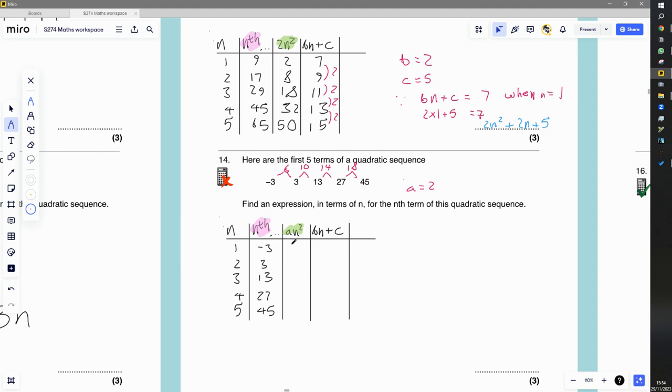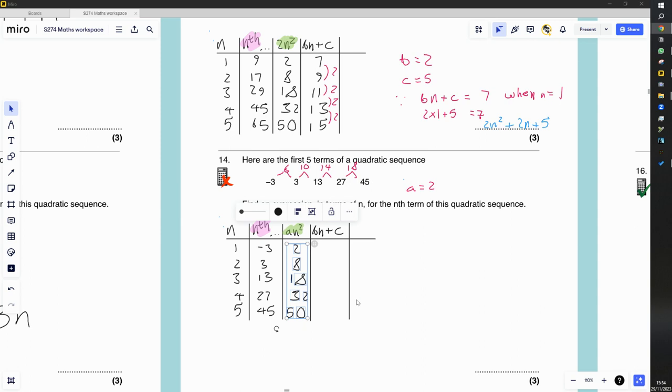So now we're going to fill out this column here. And it's the same as the previous one, isn't it? Because it's A 2 again, so I've just copied that down. And now we're going to do Bn plus C, which remember is the same as the nth term minus an squared. Okay, so we're going to minus the green column from the pink column.